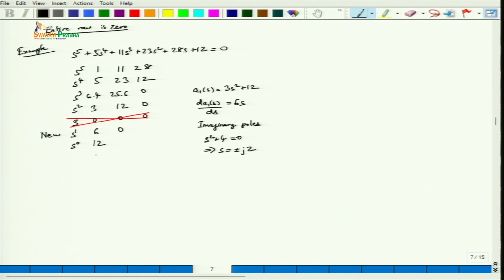Now, for the other poles, we look at the route stability array, the first column, and you will see all coefficients are positive. So, the other poles are perfectly in the LHP. So, there are no poles in the RHP, but there is a pair of imaginary poles.